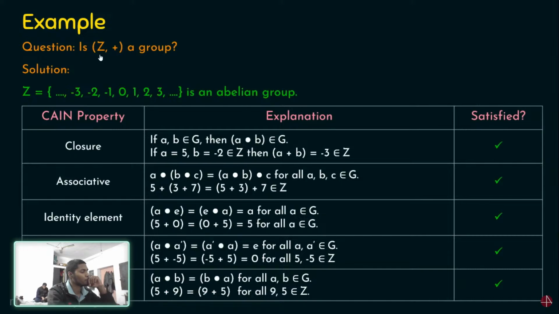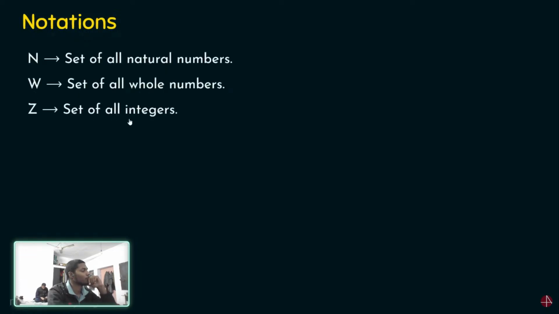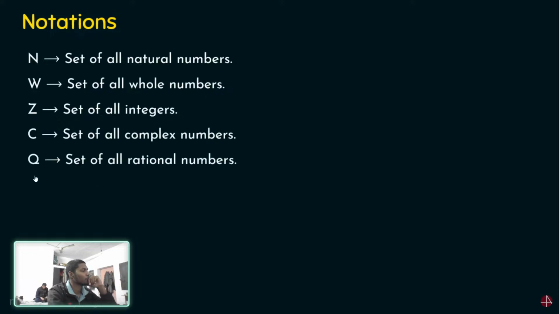In this example, we have seen Z as one of the notations. Let's see what all the various notations are that we have in number theory. See, we have many notations here. N means the set of natural numbers. W means the set of whole numbers. Z means the set of integers. C means the set of complex numbers. Q means the set of rational numbers. R means the set of real numbers.